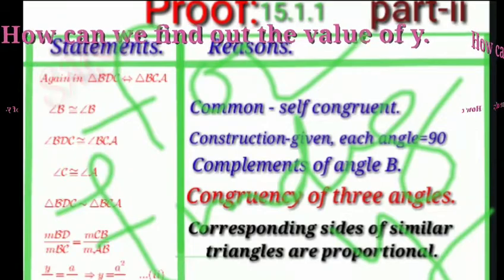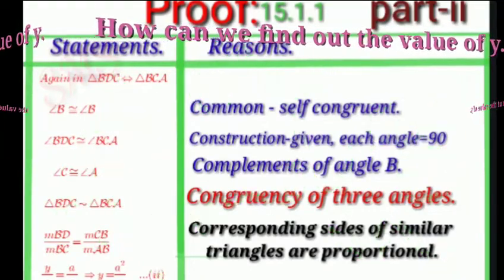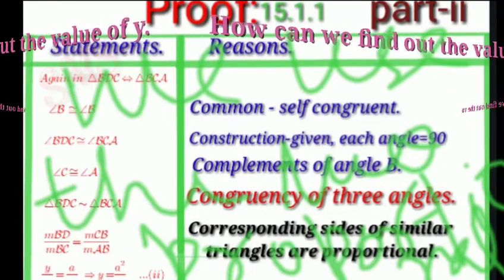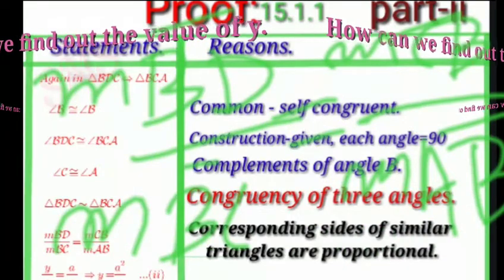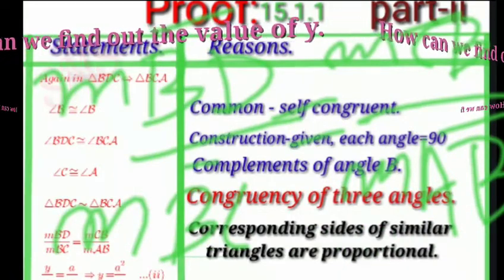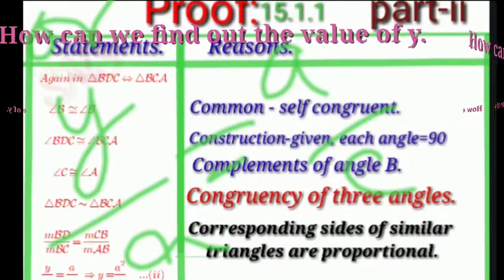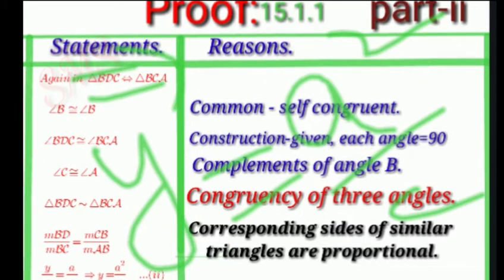For finding the value of y, we use the proportion: measure BD over measure BC is equal to measure CB over measure AB, or y over A is equal to A over C, which implies that y is equal to A square over C.